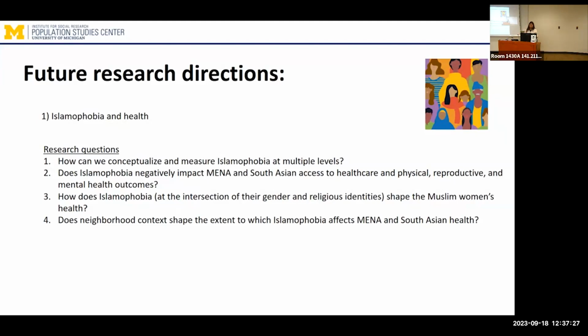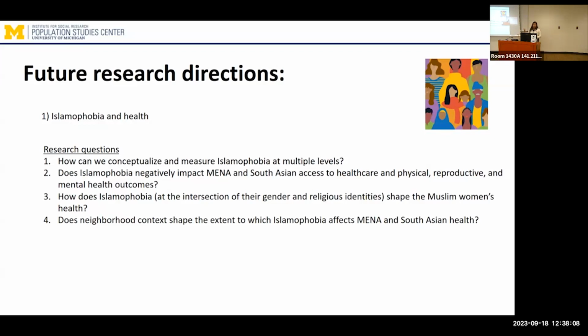How can we actually measure the implications of whether it's policies or practices of surveillance or whatnot? I'm also interested in delving deeper into how Islamophobia may negatively impact MENA and South Asian access to healthcare in regard to their physical, reproductive, and mental health, and understanding Islamophobia from an intersectional lens. For example, how may Islamophobia shape the health of Muslim women specifically, since there are intersectional identities laced with a religious or perceived religious identity.